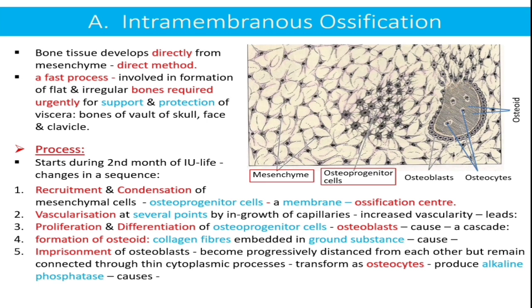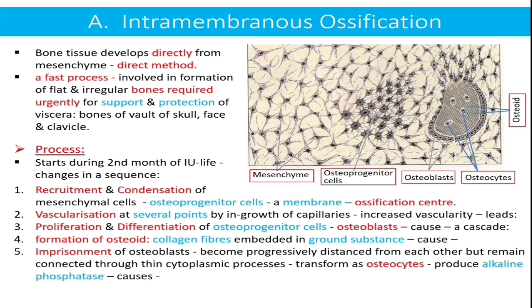recruitment and condensation of mesenchymal cells as the osteoprogenitor cells in the shape of a membrane. This part is now named as ossification center. This center gets increased vascularization at several points by ingrowth of capillaries, that is increased vascularity, which leads to proliferation and differentiation of progenitor cells as the osteoblasts, which cause a cascade.